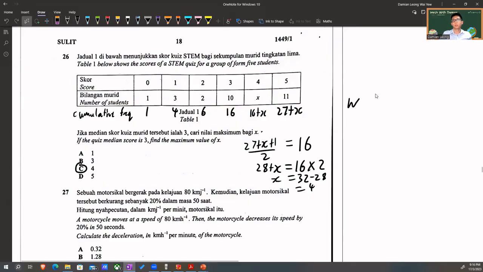Because median is n plus 1 over 2, that position of value. So the highest it can be is this position, 16. And the n plus 1 over 2, that's why I take 27 plus x plus 1 over 2.